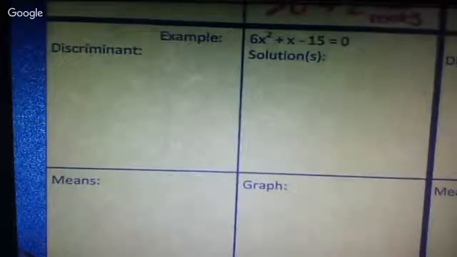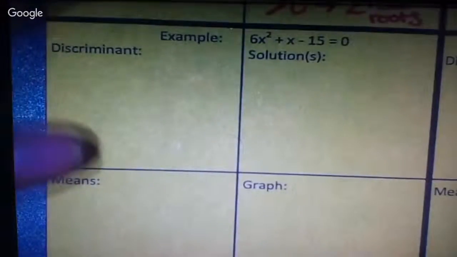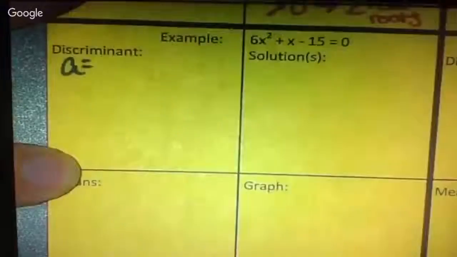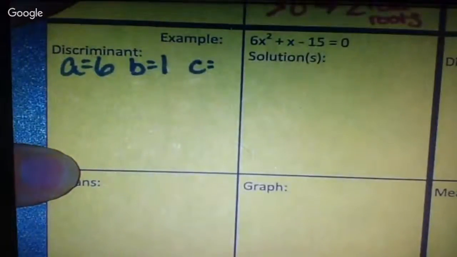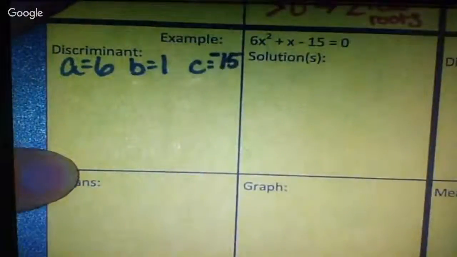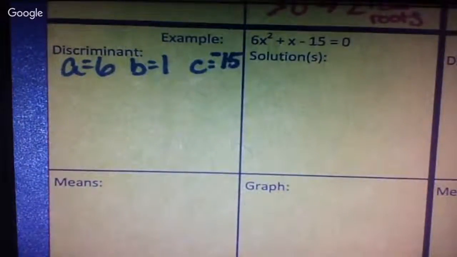All right. So before we can do anything, we need to identify first, is my equation equal to 0? Yes. Okay. So now that it's equal to 0, what is A? 6. What is B? It is a 1. And what is your C? Negative 15. It's minus 15, so you must carry that negative.